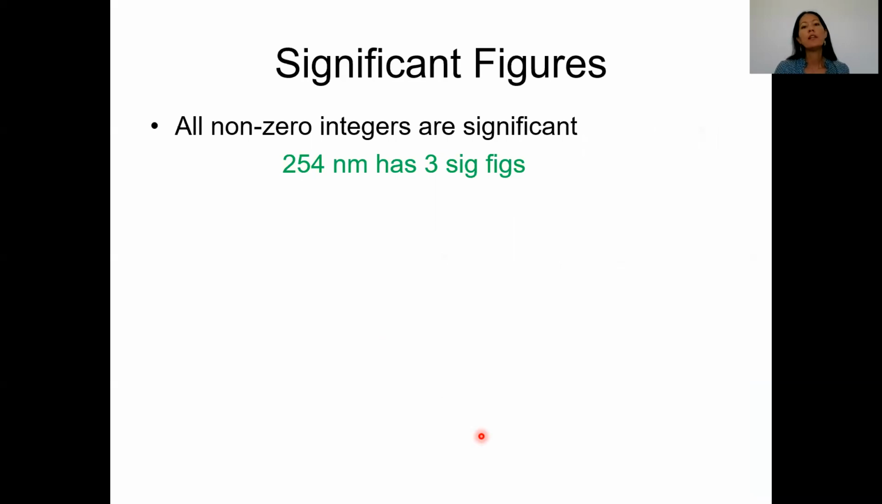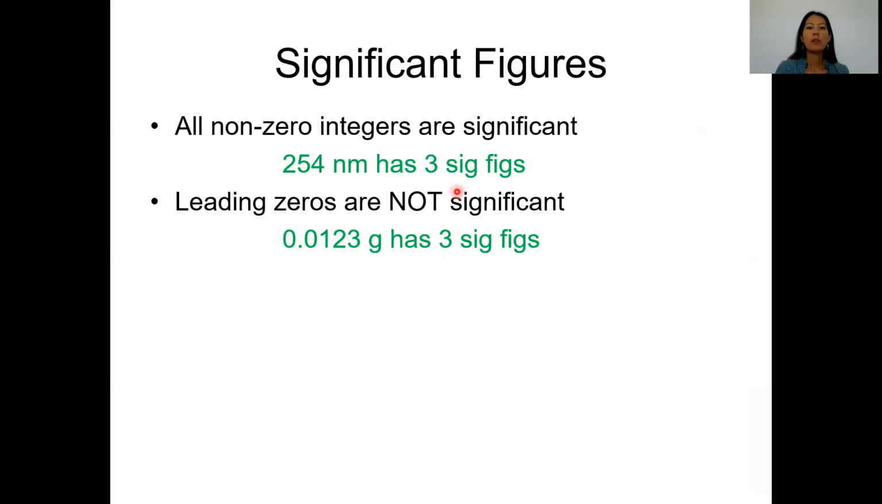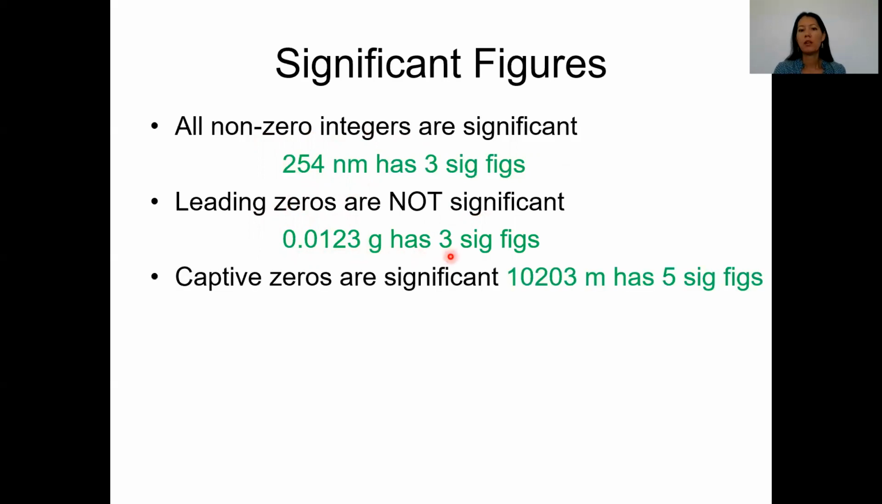Just when you're given an actual measurement or looking at one, you want to look and determine how many significant figures there are. All non-zero integers are significant. So this number, 254 nanometers, has 3 sig figs. Leading zeros are not significant because these are just placeholders to tell you that this is a small number. The significant ones are the 1, 2, 3, so this has 3 sig figs. Captive zeros in between, yes, significant. This has 5 sig figs.